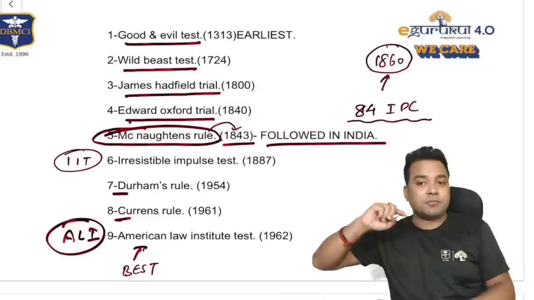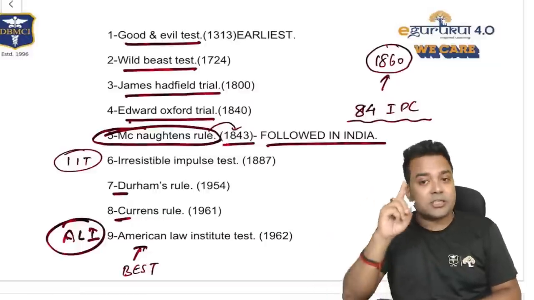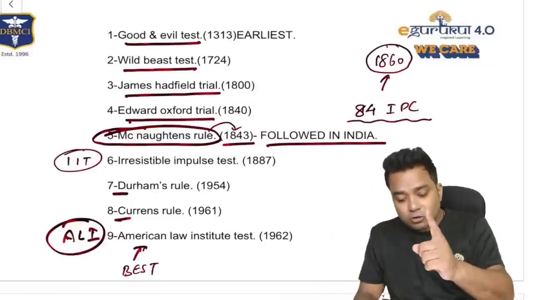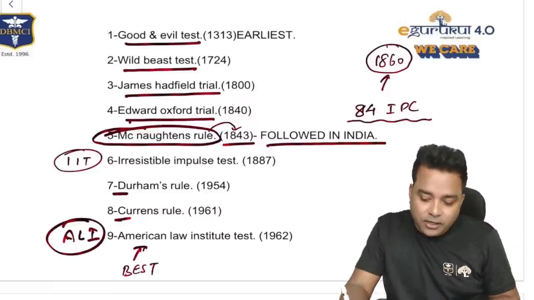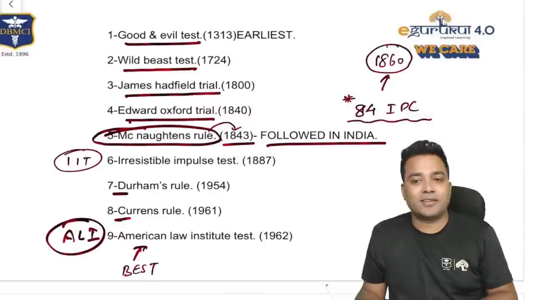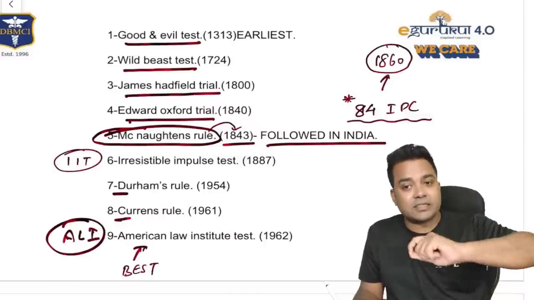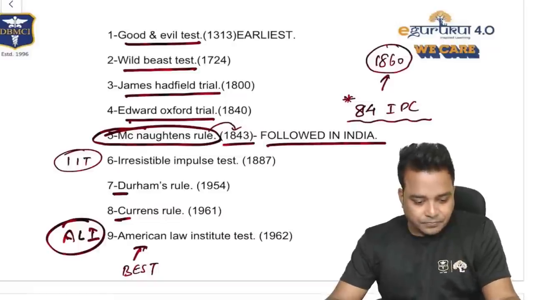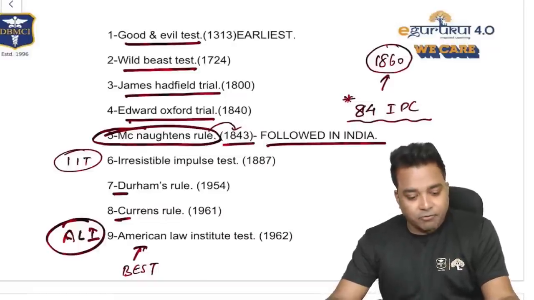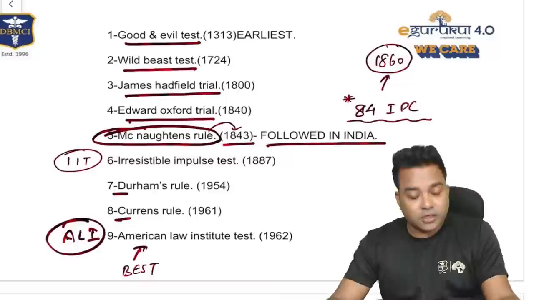When were all the IPCs made? 1860. This is a PGI question. There they asked McNaughton's rule was formulated in. Answer was 1843. Next time they can ask 84 IPC was formulated in. Never mark 1843 there, 1860.